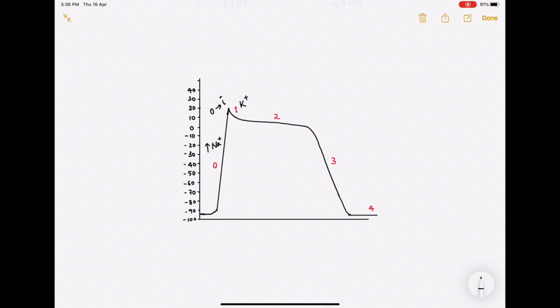Phase 2 is a plateau. In this phase, the calcium channels, especially the L-type calcium channels, are open, and also the IKR channels are open, that is the potassium channels are open. So the calcium moves into the cell and the potassium leaves the cell through the respective channels. As this almost balances each other out, we see a plateau. The calcium that is entering the cell triggers the release of more calcium from the sarcoplasmic reticulum, and this is necessary for the contraction of the muscle. And this phase gives rise to the ST segment of the ECG.